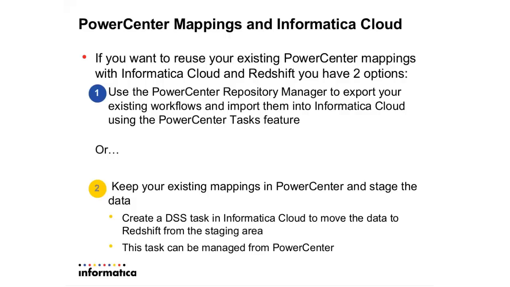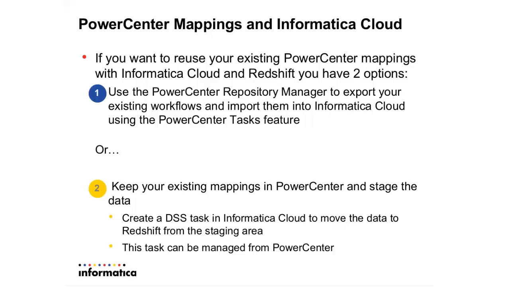The first option is what I showed you, where you could move your mappings over into Informatica Cloud. But you could also simply stage the data locally and then create an Informatica Cloud task to move that data into Redshift from that staged database. And the nice thing is that, even though you've created the task in Informatica Cloud, you can control this from PowerCenter. It's really just a question of enabling that connection to Redshift to be able to transfer the data. So you have two options here to leverage your existing investment in PowerCenter.